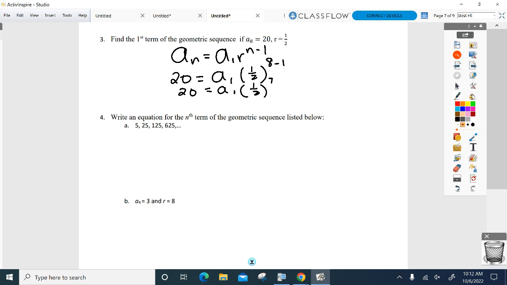Are you guys leaving this as a decimal or keeping with fractions? Fractions? What do you get with 1/2 to the 7th? 1 over 128? Yeah. Okay. What are you doing with that to get it over the other side now? Because I need A1 by itself. So what are you doing with 1 over 128, Jake? Divide it. Yep.